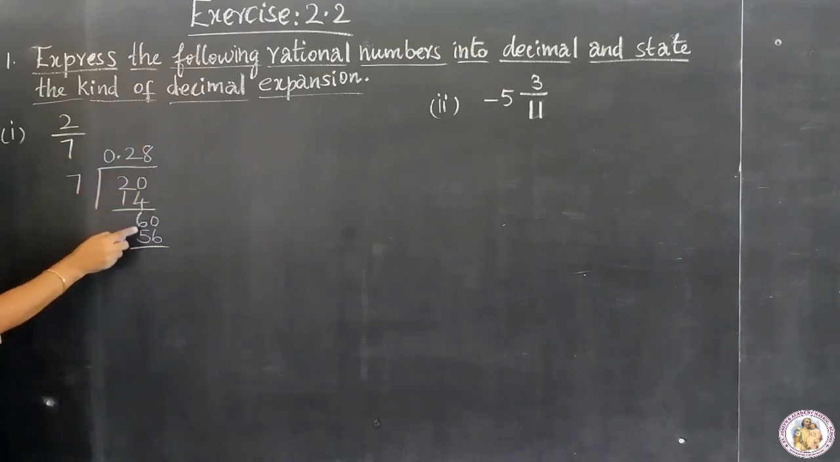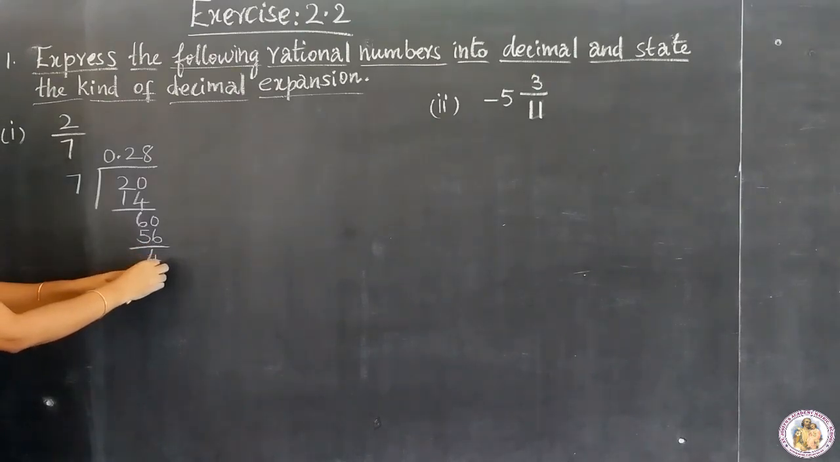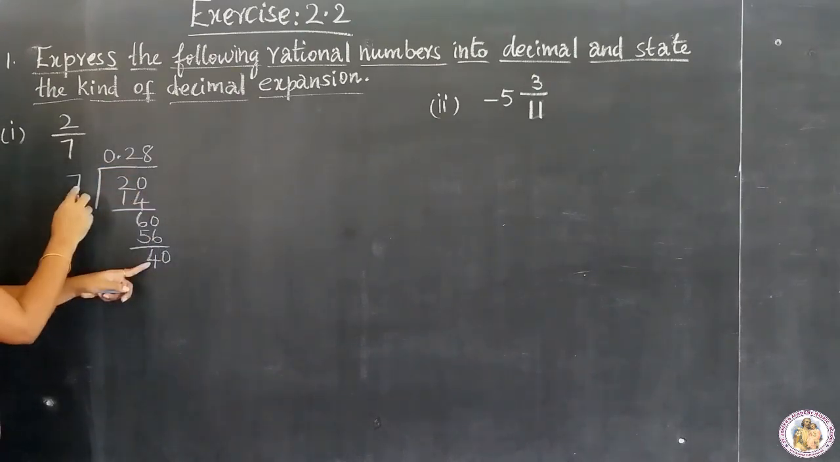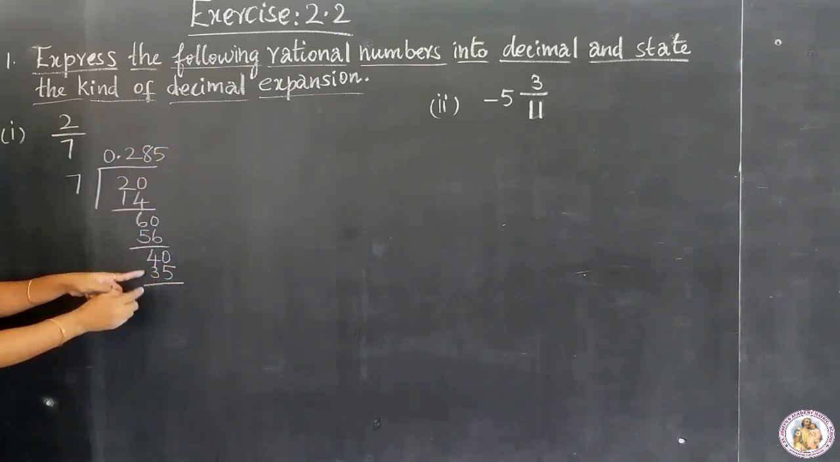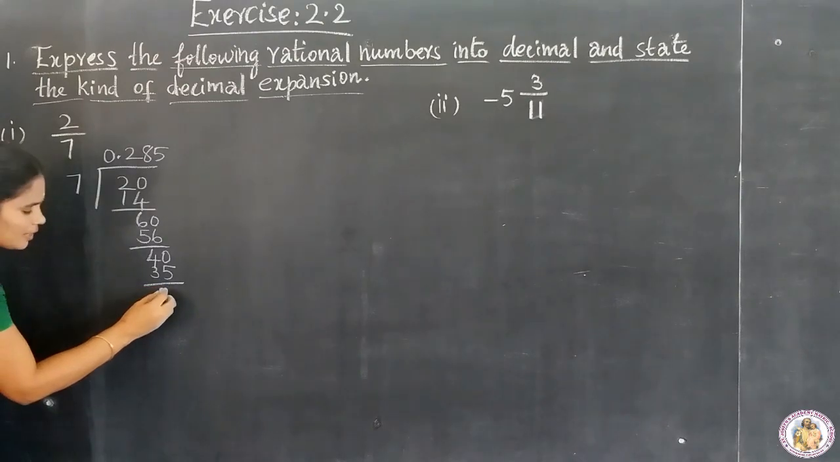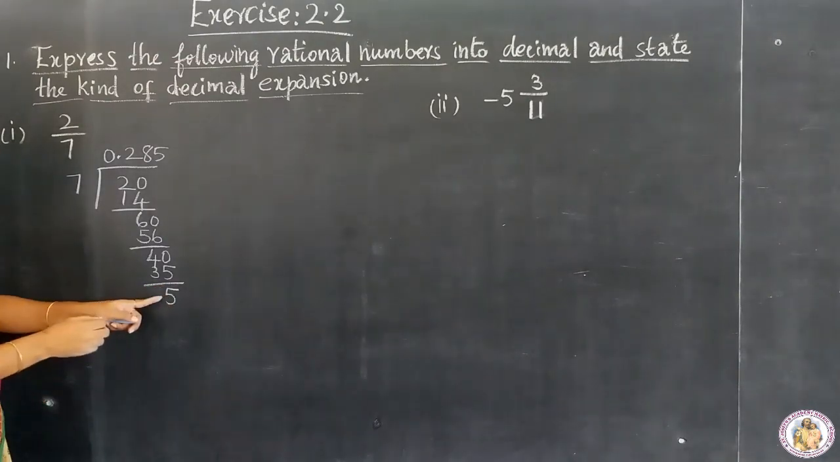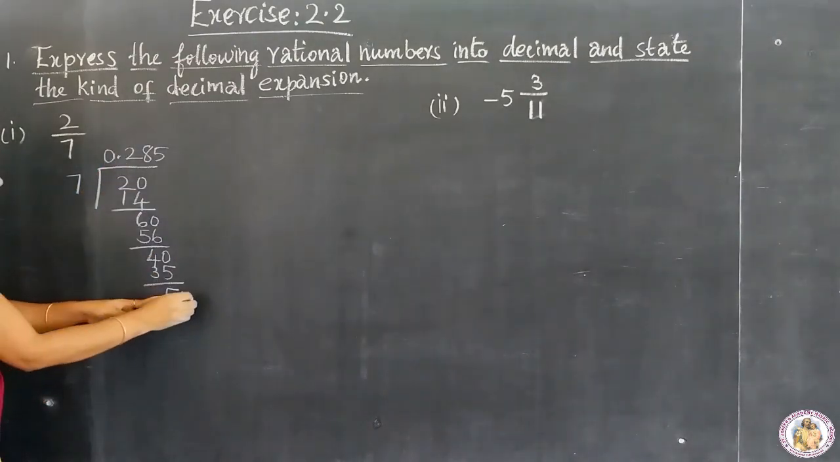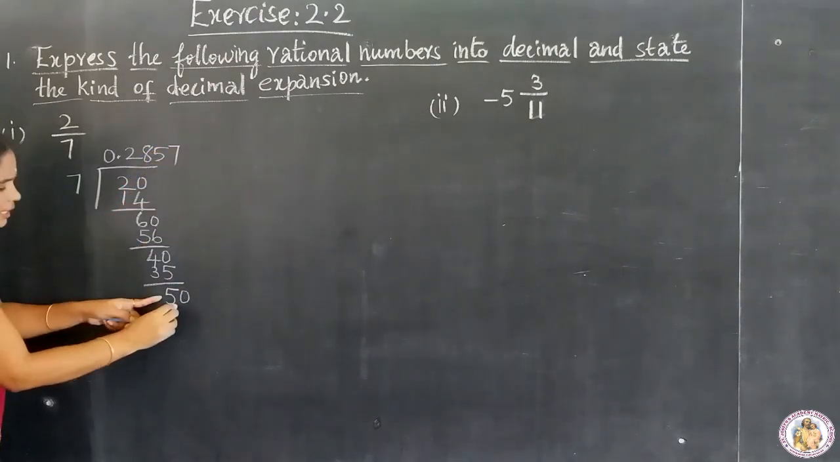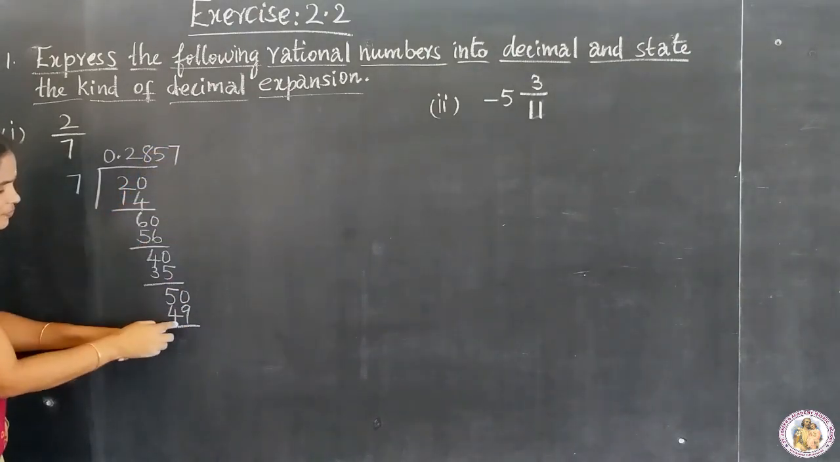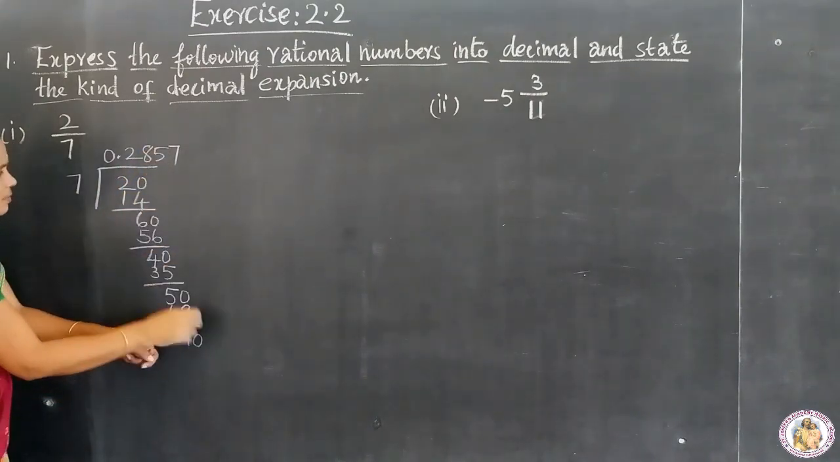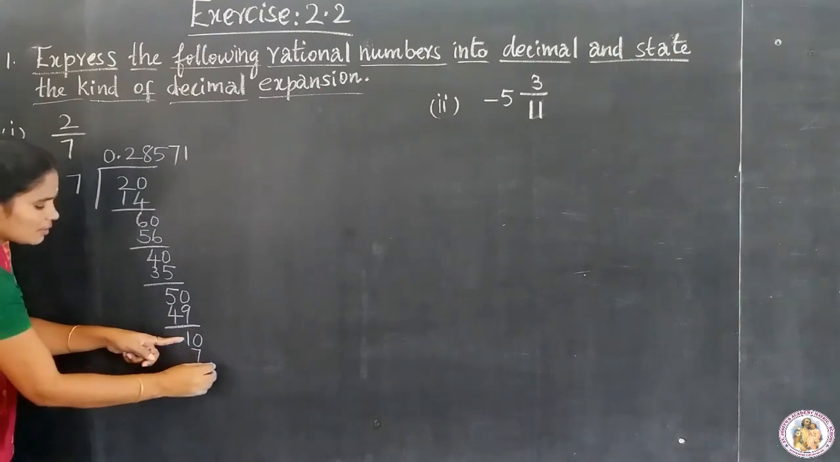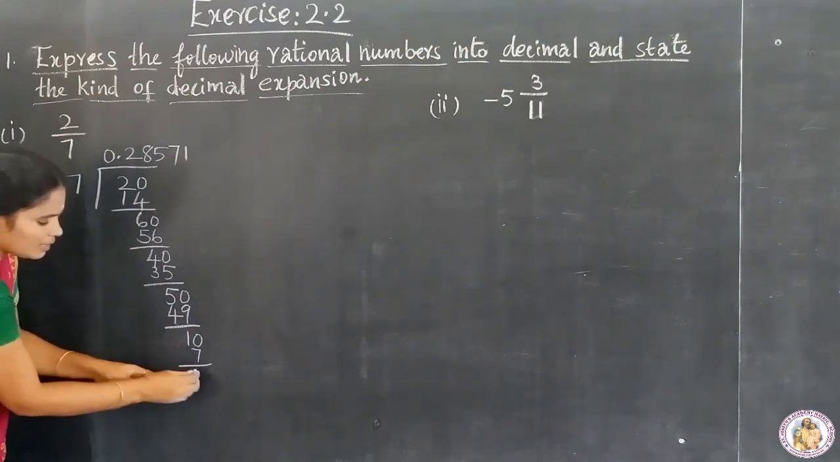7 8s are 56. 60 subtracted by 56 we have 4 and add 0. 7 5s are 35. 40 subtracted by 35, we get 5. So add 0. 7 7s are 49. 50 minus 49, 1. Again add 0. 1 7 is 7. 10 minus 7 is 3.